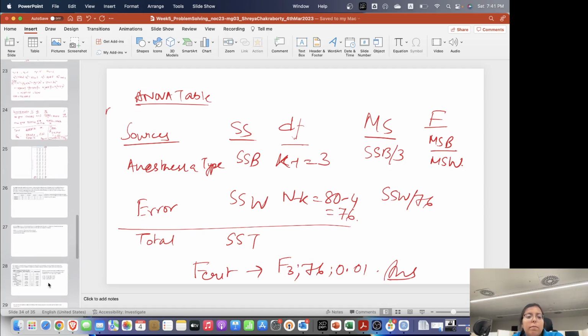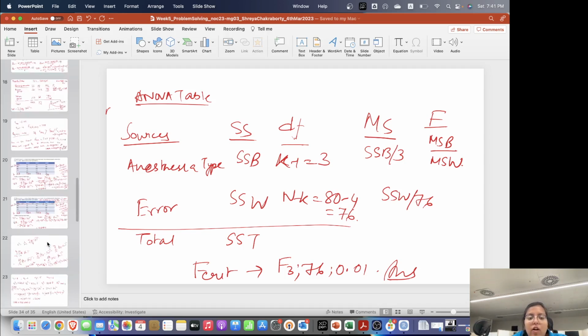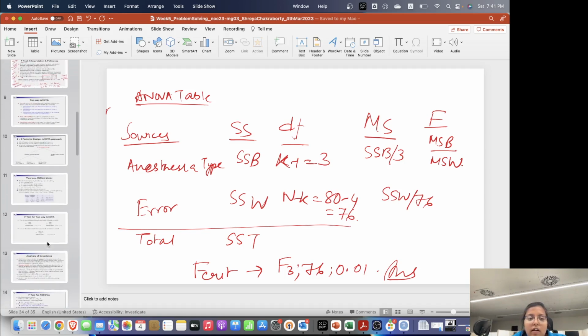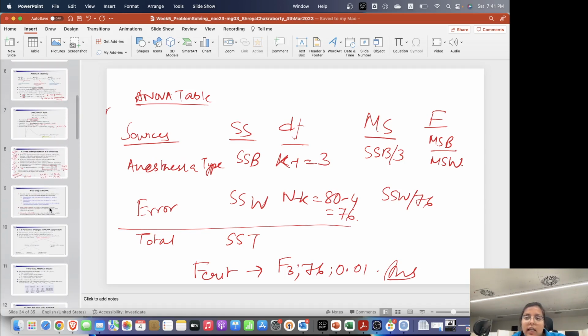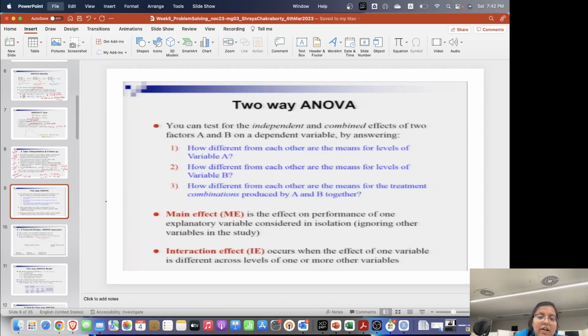So these were a few examples of the one-way ANOVA that we have discussed in class. Apart from that, we also discussed two-way ANOVA, where we can test for either independent effects or combined effects, which are called interactive effects. So how do we conduct a two-way ANOVA?